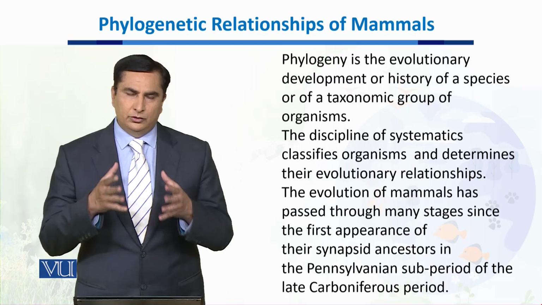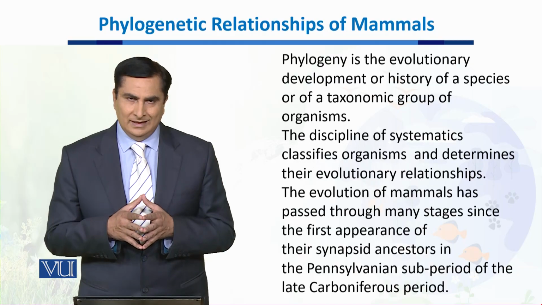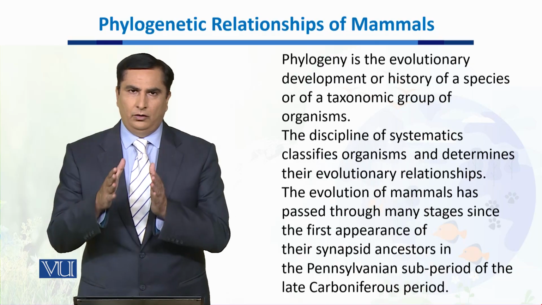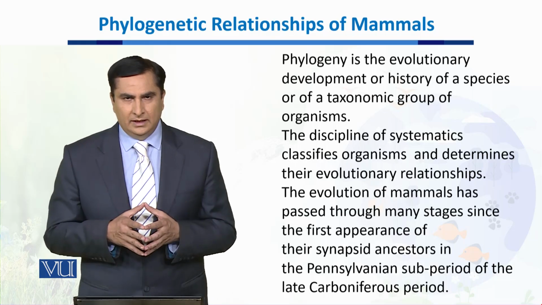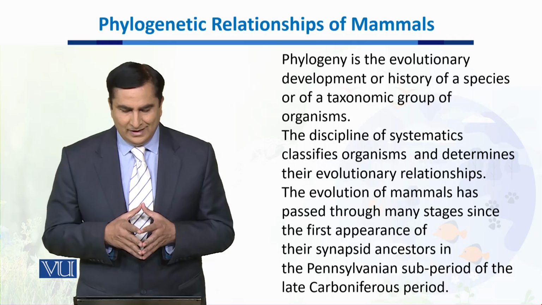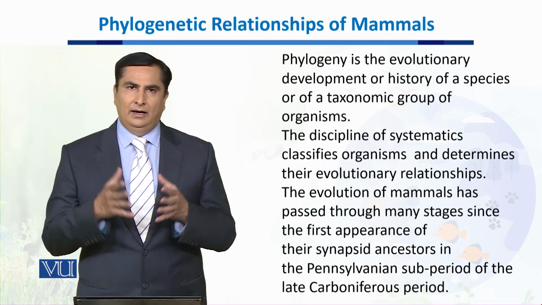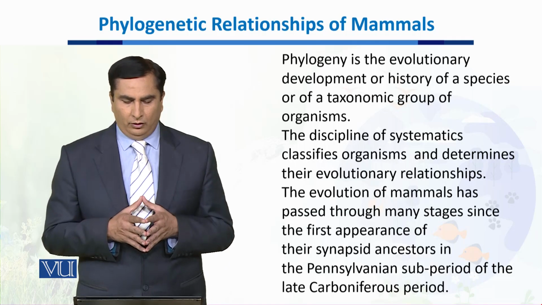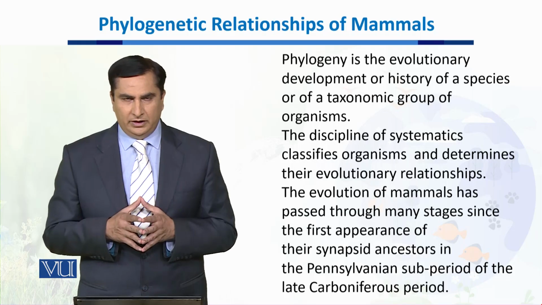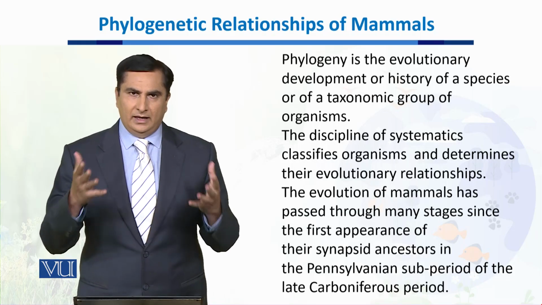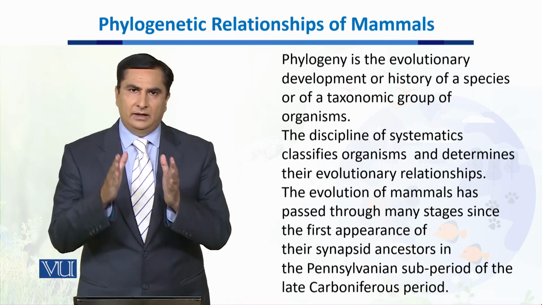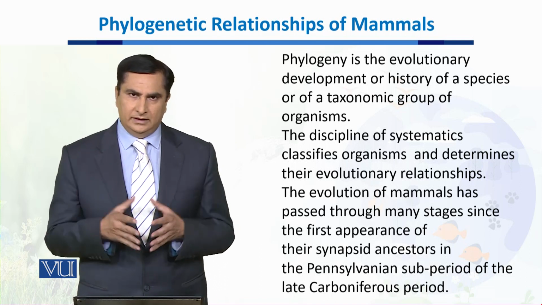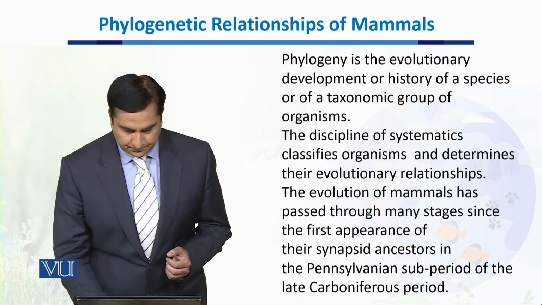and this is what we use when we talk about the evolutionary relationship of mammals, because mammals have gone through a series of divergences in the course of evolution, especially in the Pennsylvanian subperiod of the late Carboniferous period. So we can draw different phylogenetic relationships among the different animals present inside mammals.